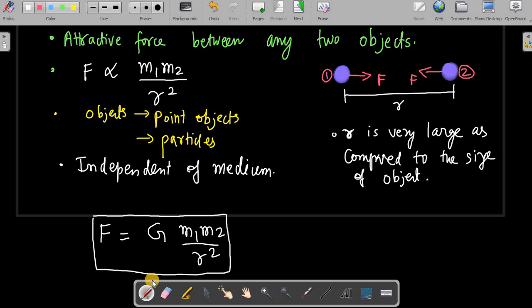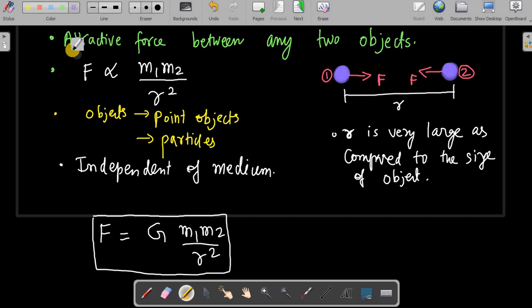In vector form also we can represent it, but there is no need to do that, because we can anyway represent it by magnitude and direction. If you want, you may also write the direction. This is the force, and always note that it is always attractive.